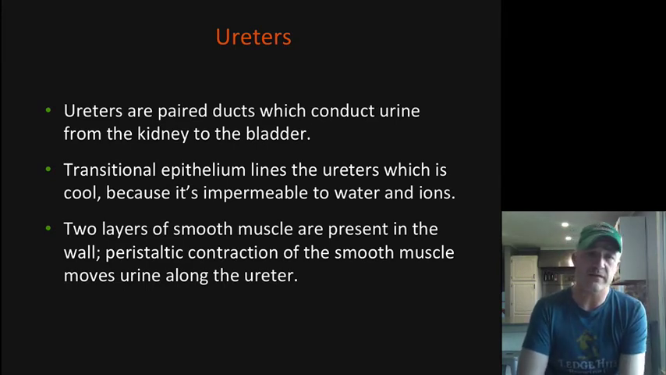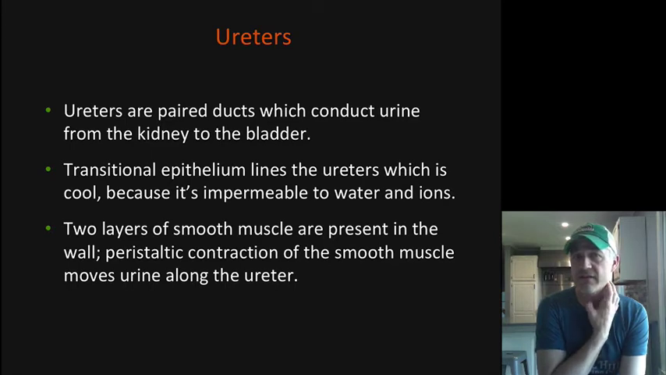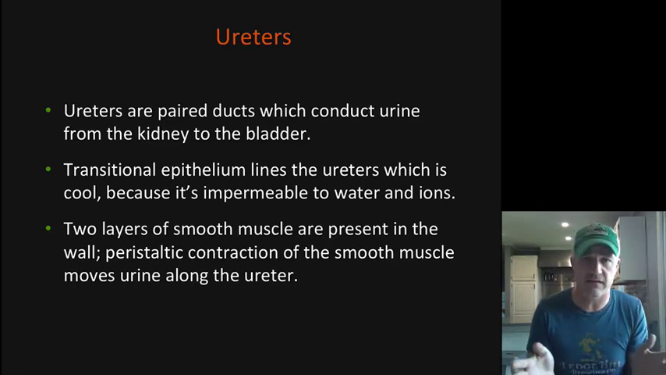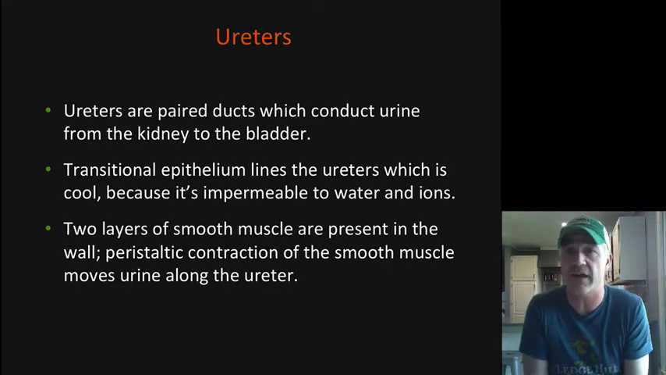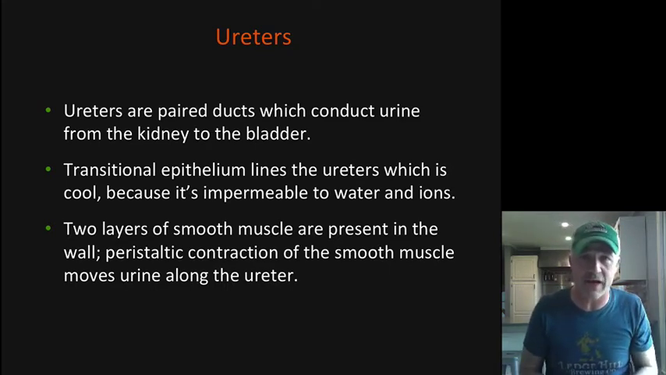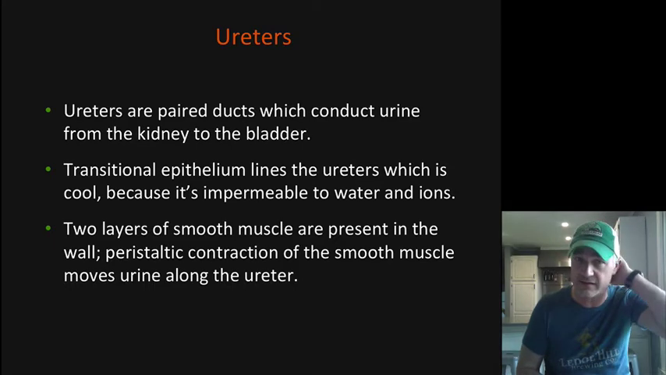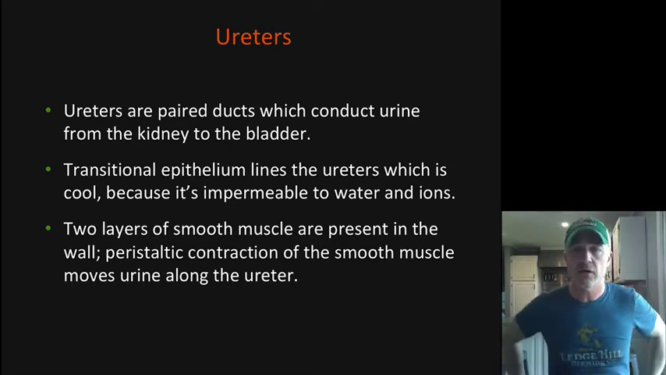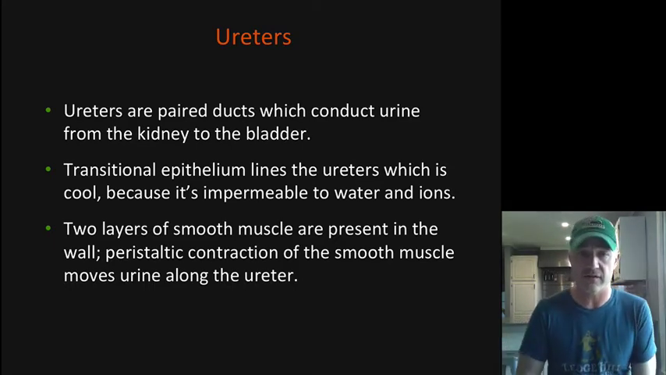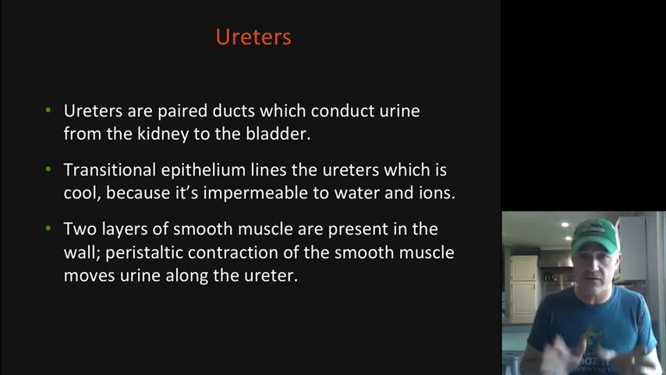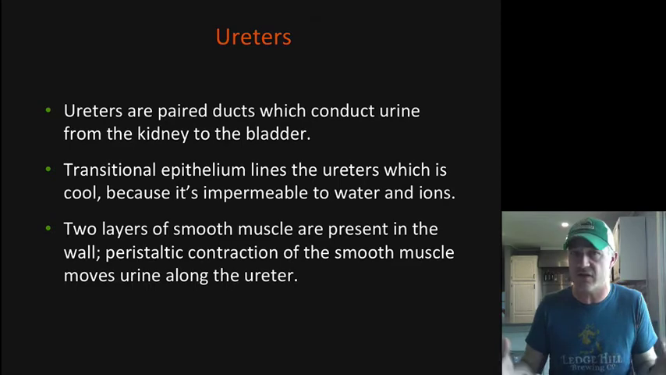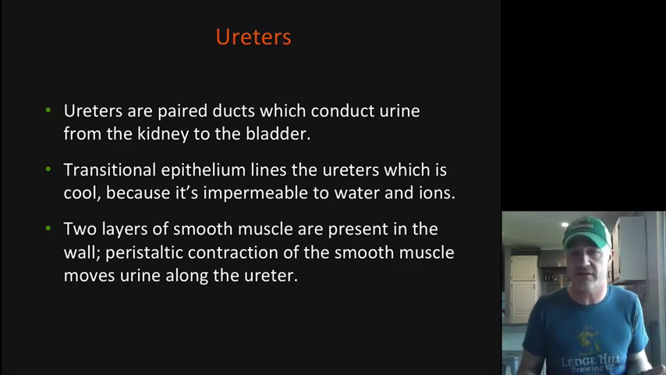One of the things you'll see, once you get to the major and minor calyces, then into the renal pelvis and all the way down through the bladder, is a lot more of that stretchier type of epithelium I was talking about before, which is transitional epithelium. It's good because it's impermeable to stuff going through it, and it can also expand and stretch without losing its structural integrity.